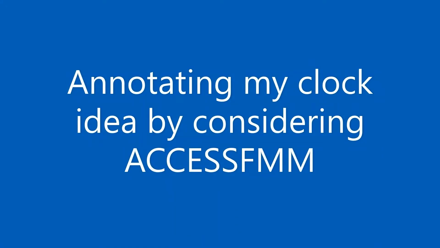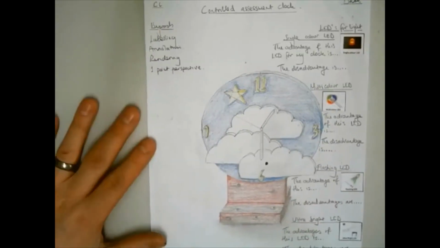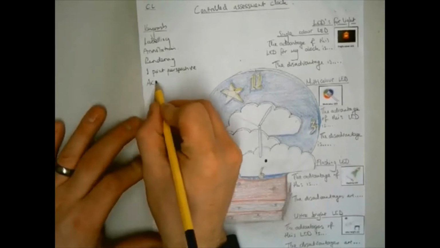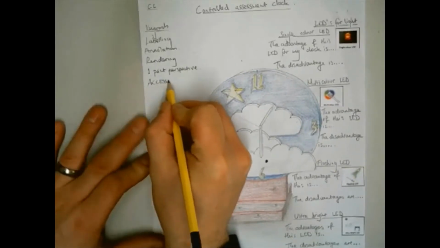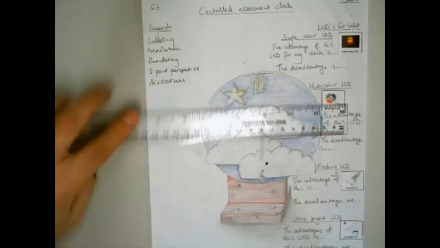Next thing to consider is ACCESSFM. This is an acronym. This just means that all the letters mean something different. The letter A stands for aesthetics. Aesthetics relates to the human senses, for example, sight, touch, hear, smell, taste.